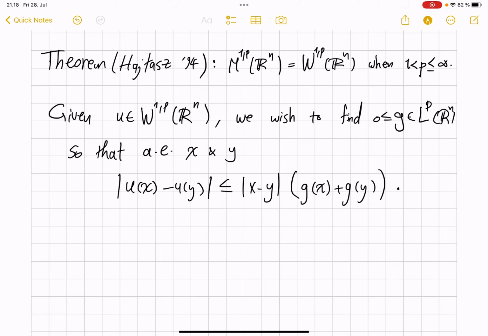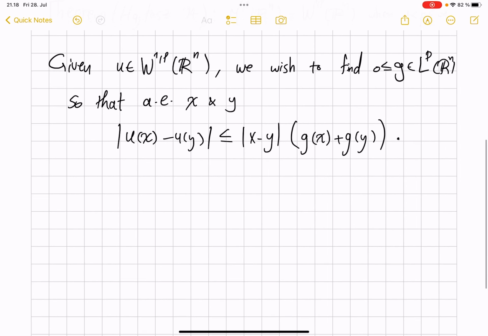So where on earth are we going to look for this function g? Of course, it bounds the function and it has to do with the gradient of the function, and it will actually be the maximal function of the gradient, which, by the way, is where the name or notation M^{1,p} comes from, to emphasize the link to maximal functions. So let me give you the short answer to this, and only then get into a very concrete calculation.